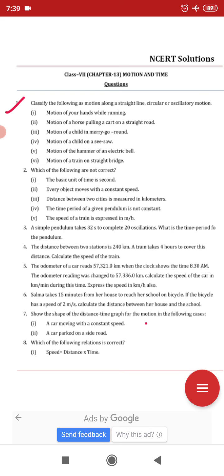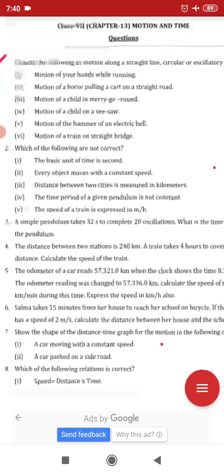Classify the following as motion along a straight line, circular or oscillatory motion. So just classify all these motions, the examples you can see, into three categories. You know that the movement of any object along a straight line is called linear motion. Circular motion means the motion along a curved path. And oscillatory motion, small to and fro movement of any object, is oscillation. Okay, let's read the first one.